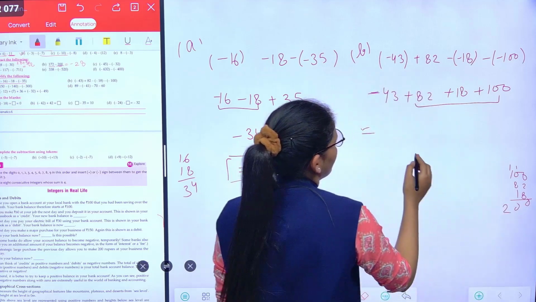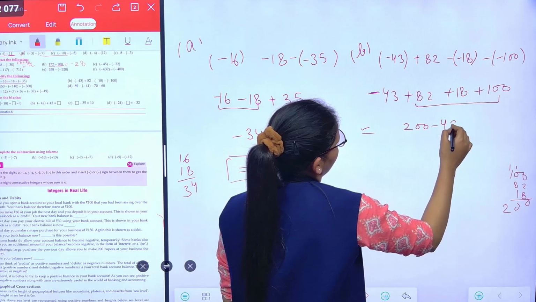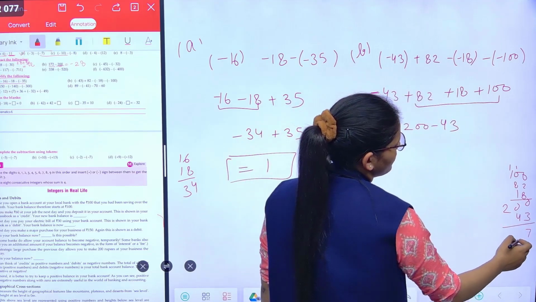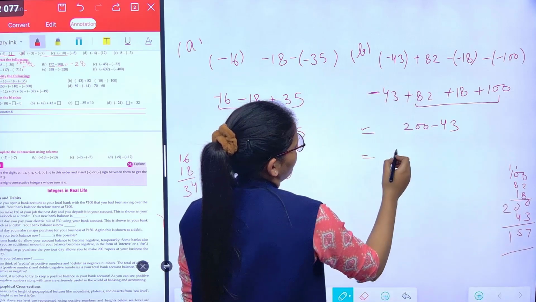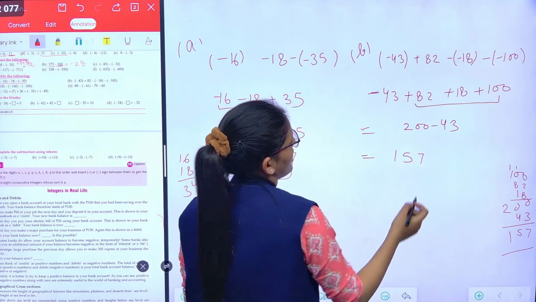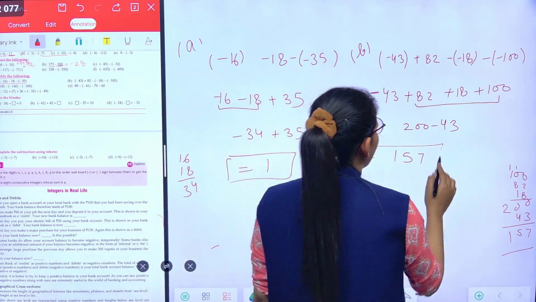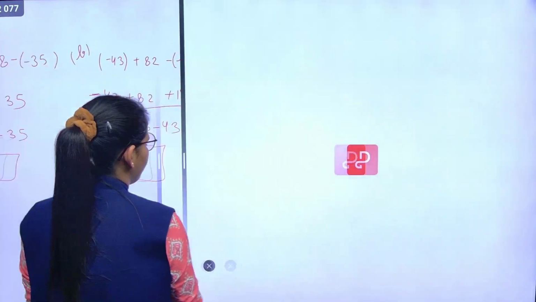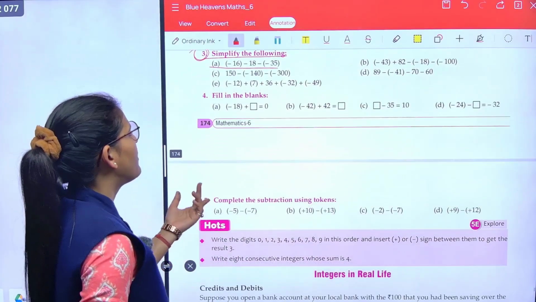Now 200, 233. Now class 7, 9 minus 4, 5. Now 1. Now class, it is 157. So class, 200 is bigger than 43, so it is positive 157. Understand class? I hope it is clear to you.